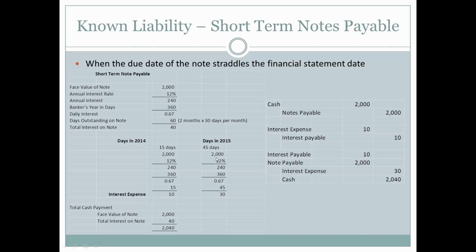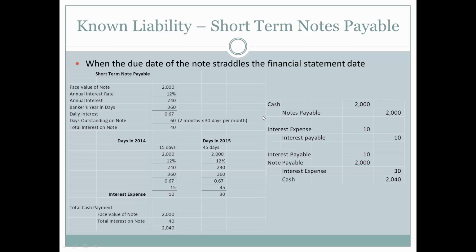So we have the same face value of the note, the same 12% annual interest rate, and we're going to divide the same annual interest rate by the banker's year in days and come up with the 67 cents per day. This will be the 15 days in 2014, so this will be the interest expense in 2014. These will be the 45 days in 2015 and the interest expense associated with 2015 of $30. Again, the cash payout when the note becomes due in 2015 will be $2,040.